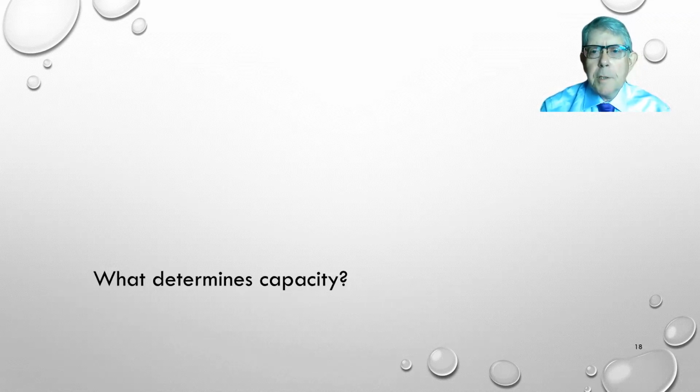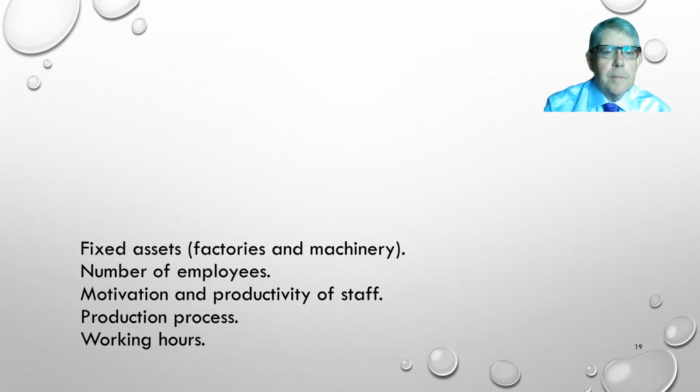What determines capacity? Fixed assets, that's the factories and machineries that the company has, the number of employees, the motivation and productivity of staff, the production process itself, and working hours.